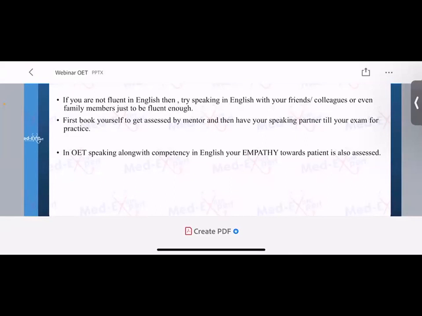You can easily find one if you join any group like a WhatsApp group or Facebook group. There are a number of groups for the OET exam. So you can easily find a partner with the same exam date as yours, and you both can practice till the exam. This will be very helpful for you.